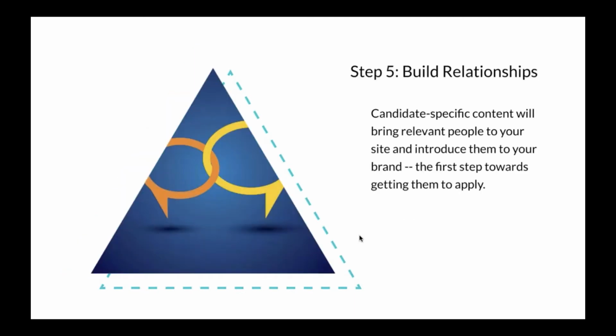Step 5 is build relationships. Once someone reads your articles, clicks on your call to action, downloads your ebooks, your guides, your videos, you're going to want to keep in touch with them. You're going to want them to keep coming to the site, and you're going to want to keep introducing them and teaching them about your brand and your culture. You've got to remember, especially today, it takes a lot of energy to apply for a job, whether it's filling out the application on paper or online. It's a big step.